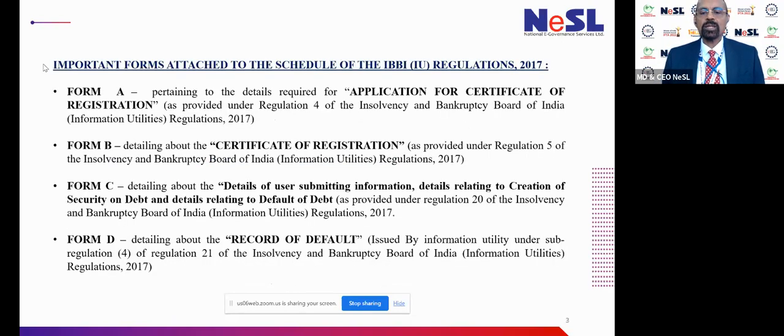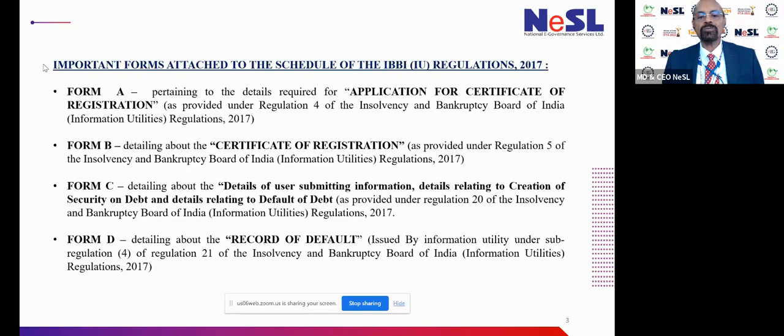Move to the next slide, please. Before we go to the regulations, we'll talk of the forms which are in use. Form A relates to the application for certificate of registration, which should not be of use to anyone except a person who wants to apply for registration. Form B is the actual certificate of registration itself, which is issued by IBBI. Form C is quite important: it is the form in which a user has to submit information to the IU.